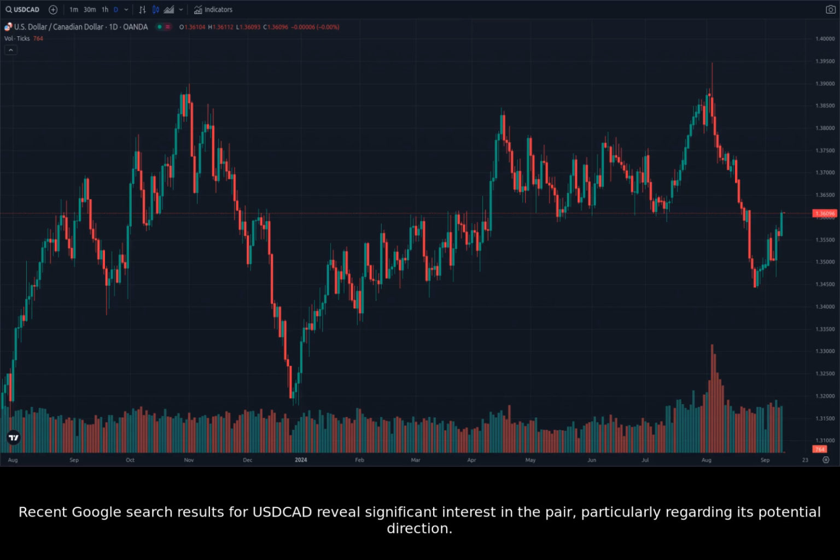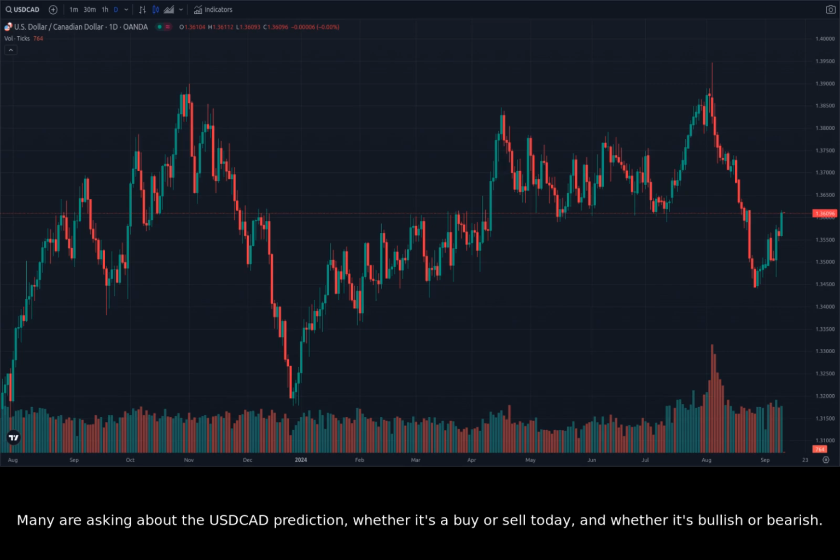Recent Google search results for USDCAD reveal significant interest in the pair, particularly regarding its potential direction. Many are asking about the USDCAD prediction, whether it's a buy or sell today, and whether it's bullish or bearish. The focus seems to be on the upcoming U.S. inflation data and the presidential debate.